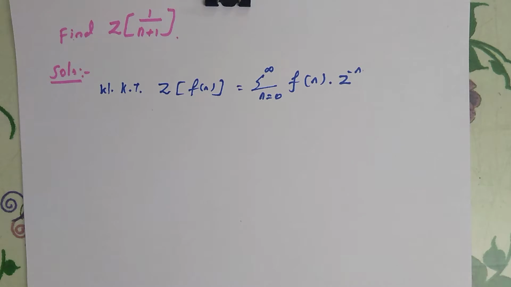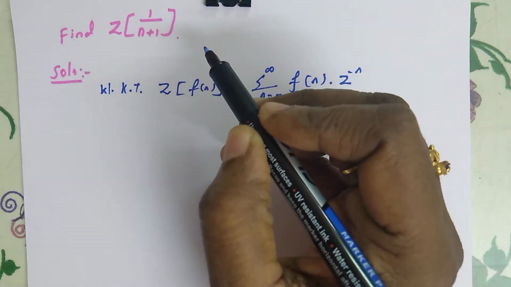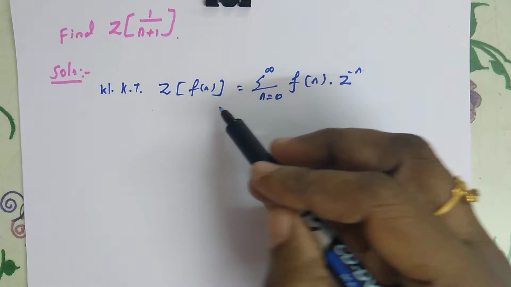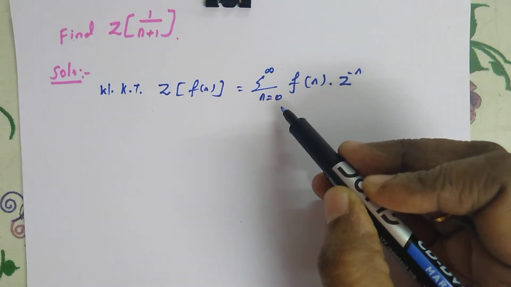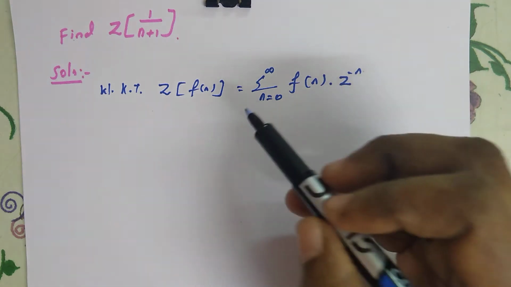Today we are going to see a problem under Z transform. Look at the question. Find Z of 1 by n plus 1. So first we will write the definition of Z transform. Z of f of n is equal to sigma n equal to 0 to infinity f of n z power minus n.